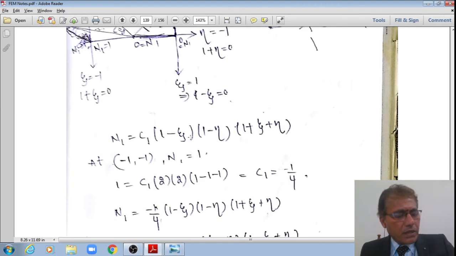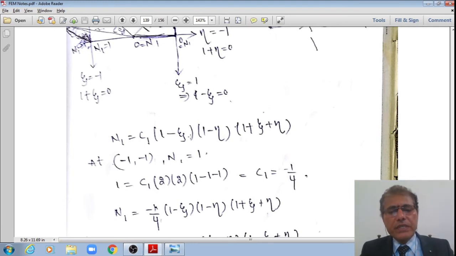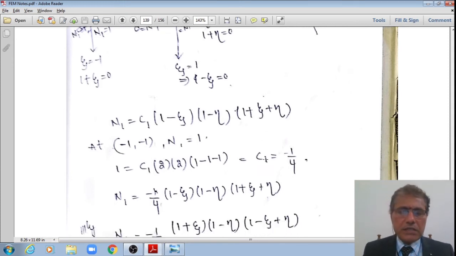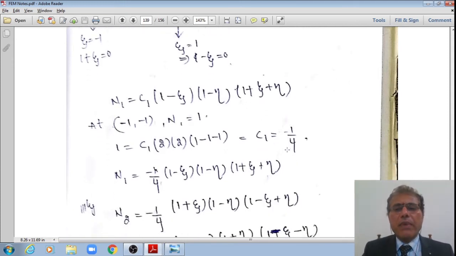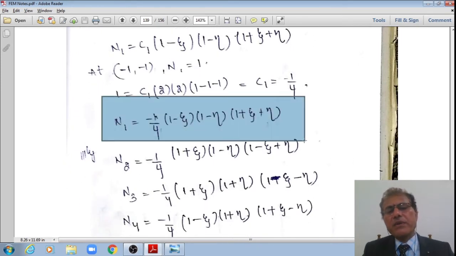But I already know the value of the shape function at its own node, as at minus 1, N1 is equal to 1. Therefore substituting which in the above equation, now I'll get C1 is equal to minus 1 by 4. Substituting which, now I'll get N1 is equal to minus 1 by 4, 1 minus xi, 1 minus eta multiplied by 1 plus xi plus eta for the shape function 1.